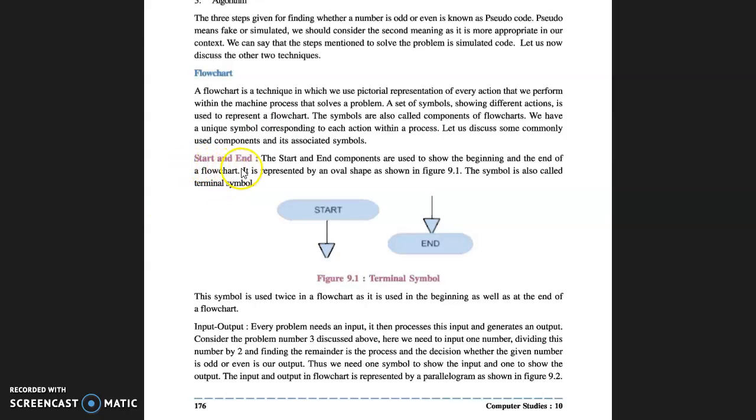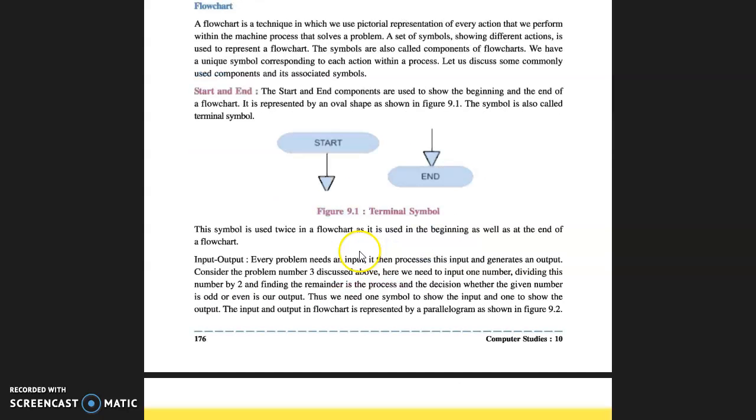Now we will see some symbols of the flowchart. If we make any chart, there are some symbols. In a flowchart, there are symbols for start and end. Every flowchart that we start should end. This symbol is used in a flowchart to mark the beginning as well as the end of the flowchart.